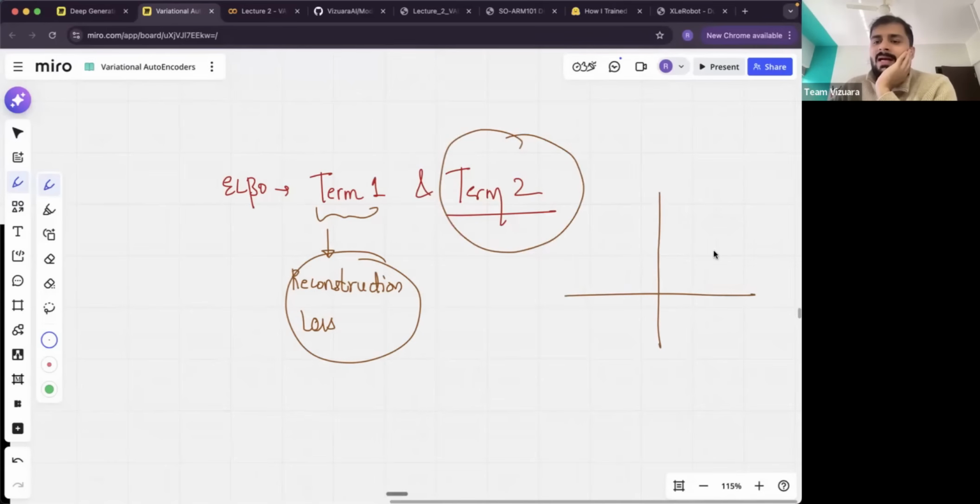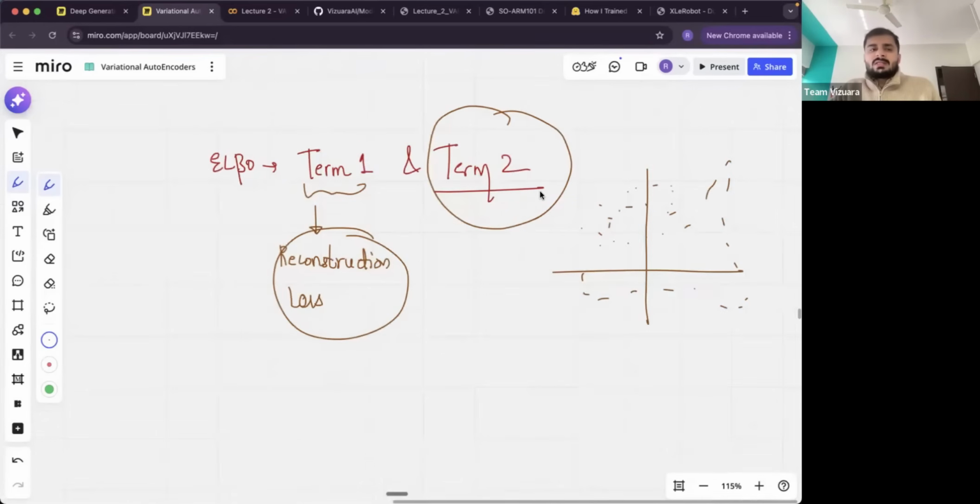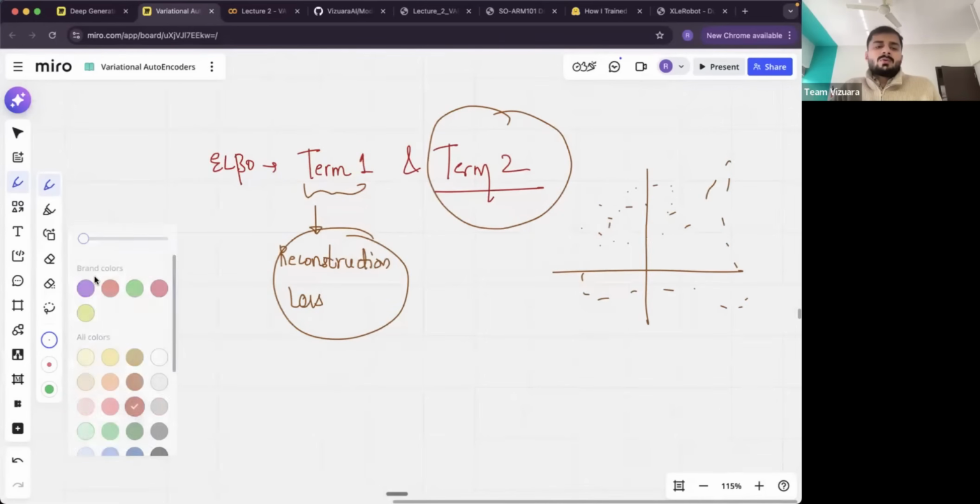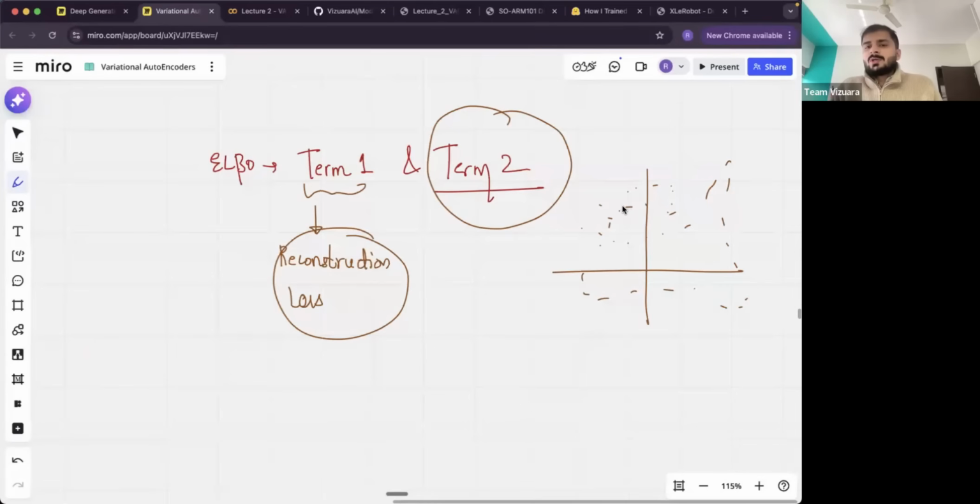So imagine that you have the latent space distribution, which looks like this, like very, very random. So what term 2 says is that you want to make sure that the latent space distribution looks as uniform as possible. So you want the latent space distribution to go like this. This is my ideal latent space distribution, which is like a uniform Gaussian. So if your distribution is like this, it will force your distribution in the latent space to come to this point.